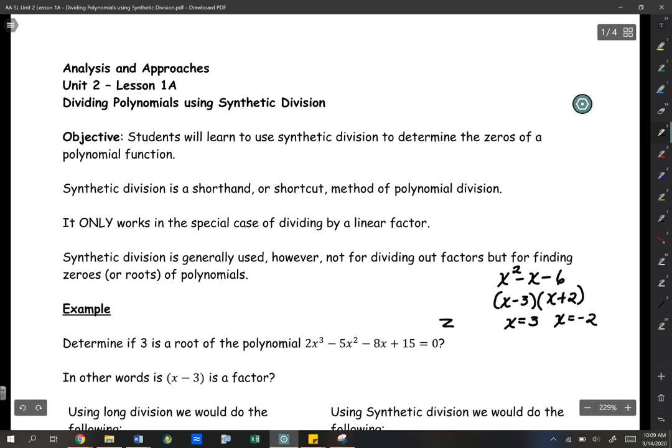So these are the zeros. We also call them the roots. We also call them the solutions, right? And that means that if we were to draw this graph, we would have a zero at 3, and we would have a zero at negative 2, and our graph would then look something like this. Okay, so they're called x-intercepts. They're called zeros, they're called roots.